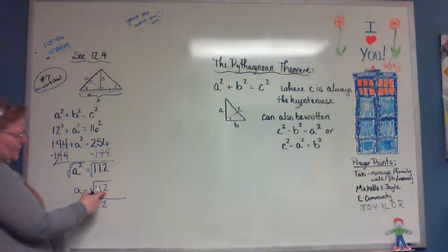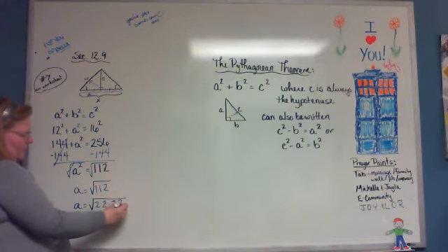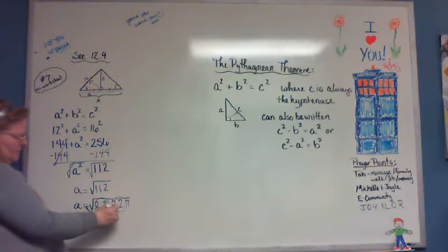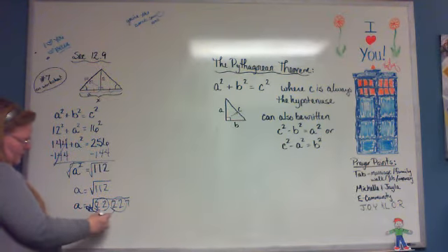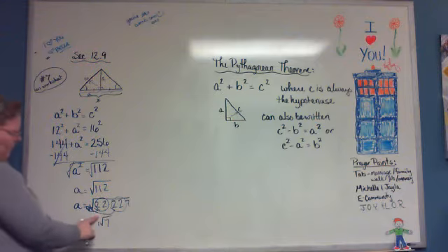Four goes into that 25, 26, 27, 28 times. 28 is 4 times 7. So now 2 on the inside make 1 on the outside. So A is equal to 4 square roots of 7.